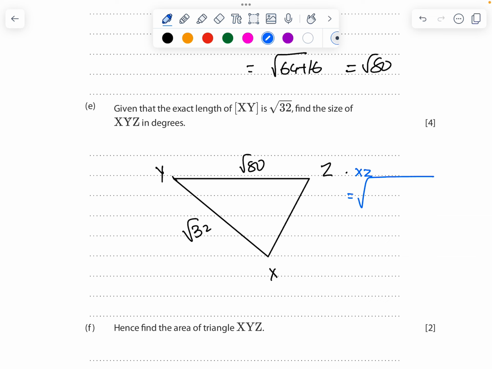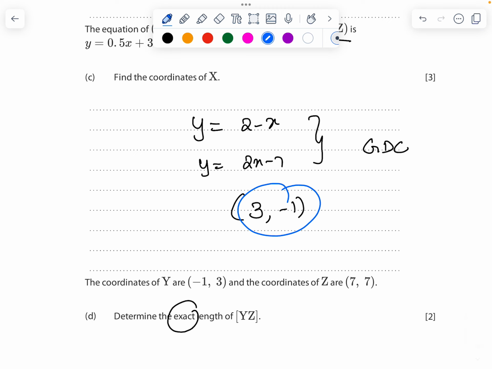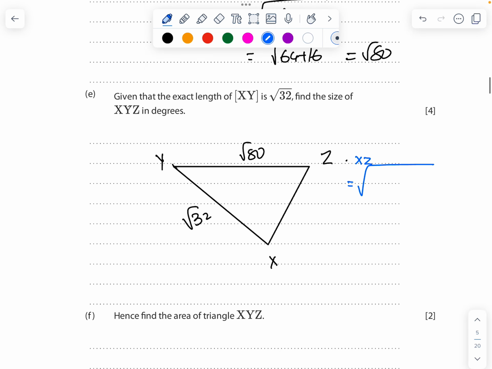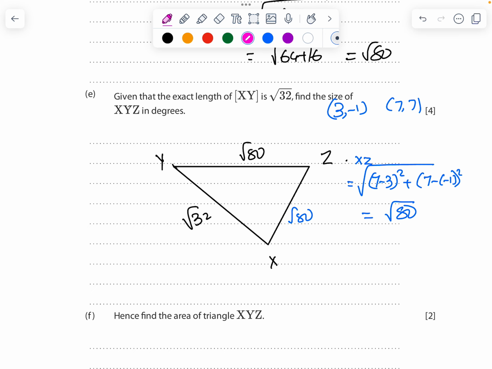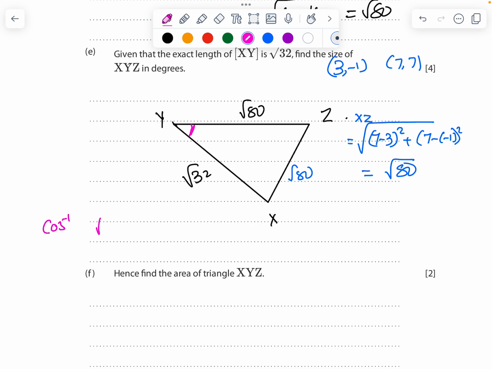xz equals the square root of... we know the points: x is 3, comma, negative 1, and z is 7, comma, 7. The distance will be 7 minus 3, whole squared, plus 7 minus minus 1, whole squared, which is going to be again the square root of 80. Which angle do I want to find? This particular angle, xyz. So I'm going to use the cosine rule: cos inverse of square root of 80 whole squared plus square root of 32 whole squared minus square root of 80 whole squared, divided by 2 times square root of 80 times square root of 32.